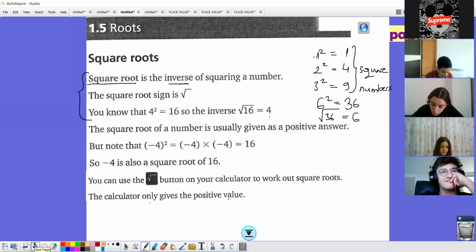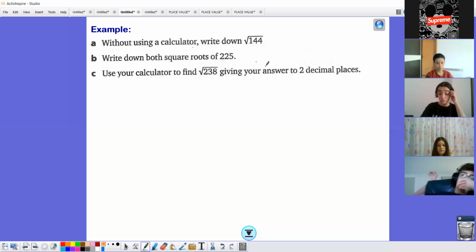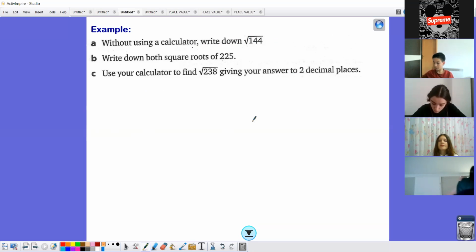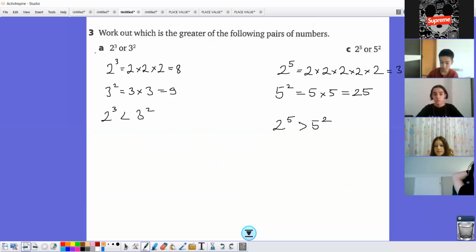Okay, now I'm continuing. Here, without using a calculator, write down square root of 144. While we were finding the square numbers, do you remember square numbers? We're finding here square numbers. I will show you what we have found.